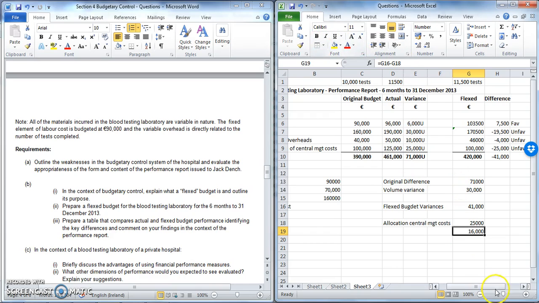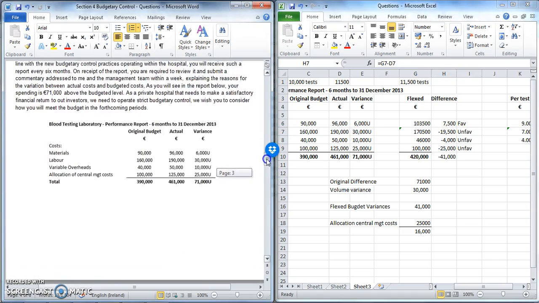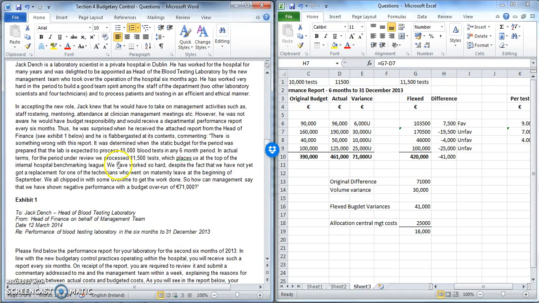Therefore, the cost overrun that's controllable by Jack is really just 16,000, which is made up of an overrun of 4,000 in variable overheads, an overrun of 19,000 in labour, and a positive 7,500 in materials. The good students might identify this as a worrying item, and say we need to investigate further why there is such an overrun in labour. And the very good students will link that into the information in the question, where they realise that they had to do a lot of overtime during the period at hand.